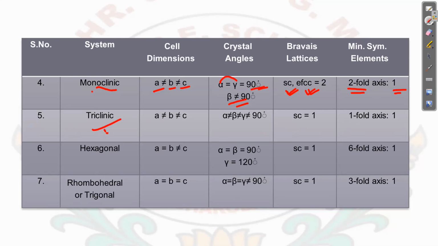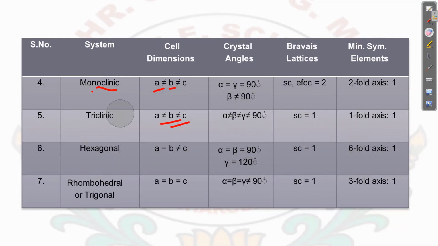Next, triclinic. Here no side will be equal, and no angle will be equal to 90 degrees. This can be seen only in the simple cell, and here a one-fold axis of only one type is present. Next is the hexagonal, or hexagonal Bravais lattice. There a is equal to b, but not equal to c. Alpha and beta are equal to 90 degrees, but gamma is 120 degrees. It is present only in the simple cell type, and a six-fold axis is there, of only one type.